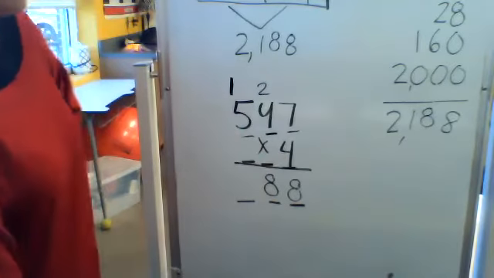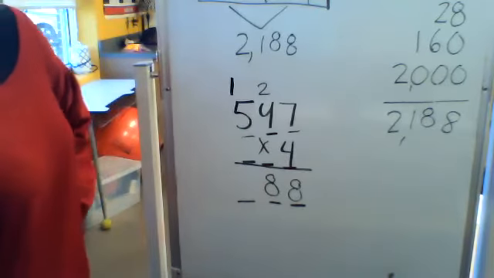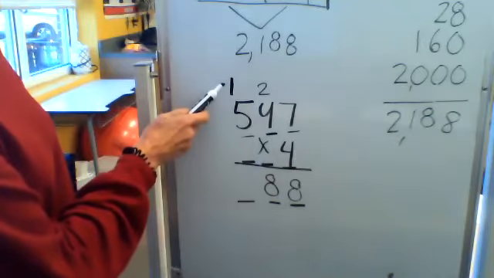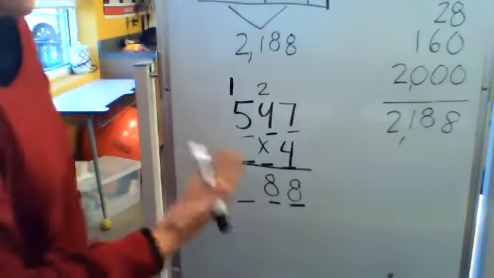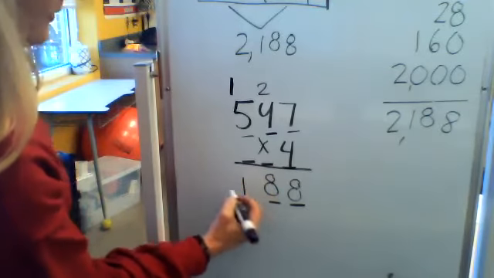Four times 5 hundreds is going to be 20 hundreds. But there's one more hundred here, so it's 21 hundreds. We know 20 hundreds is 2,000, and then there's that 100.